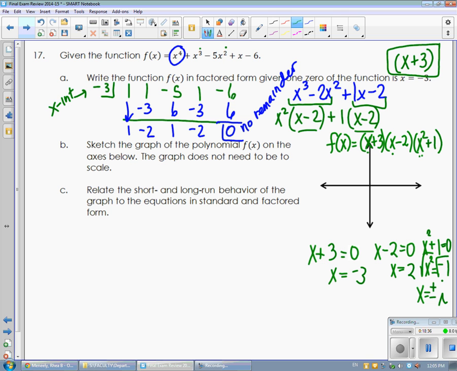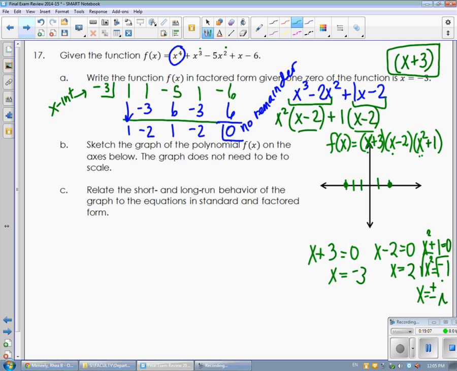Remember, all of your imaginary roots are going to come in pairs. They're going to be complex conjugates of each other. So this is what I know. I've got an x-intercept at negative 3. I've got an x-intercept at positive 2. And then I have an imaginary root. So if I look at my leading term, remember, my degree is 4. That tells me it's got even end behavior. And so I can sort of start talking about letter C, where it's asking me to relate the short and long run behavior of the graph to the equations in standard and factored form.